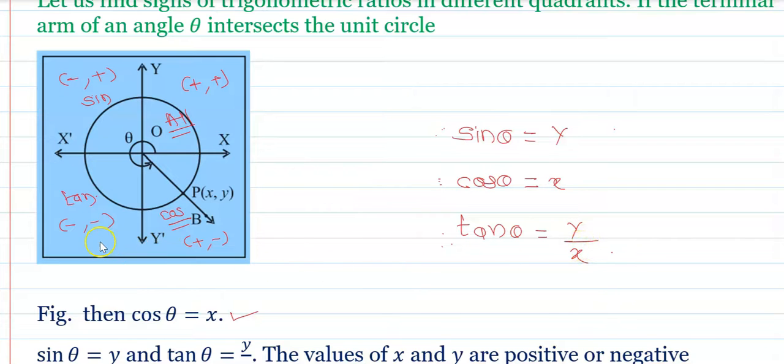Negative become positive. It's a positive and all the remainings are negative. Next, in the fourth quadrant, x is positive. Means what? Cos is positive and all are negative.